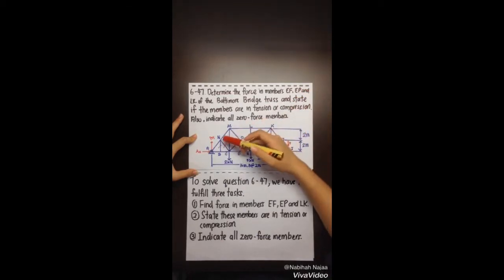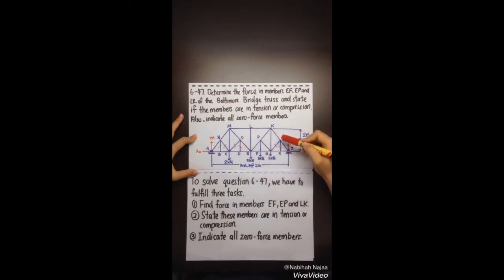And to solve this question, we have to fulfill 3 tasks. The first will be find force in members EF, EP, and LK. Secondly, state these members are in tension or compression. Thirdly, indicate all zero force members. In this diagram, actually we have to eliminate the zero force member. And which of these members are actually zero force member? We can see here.